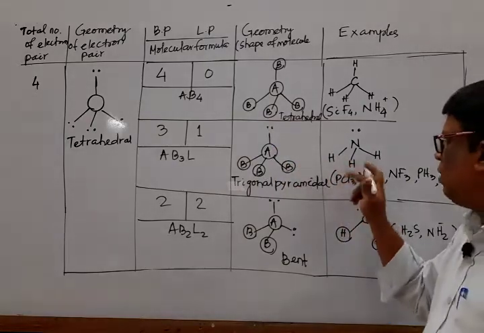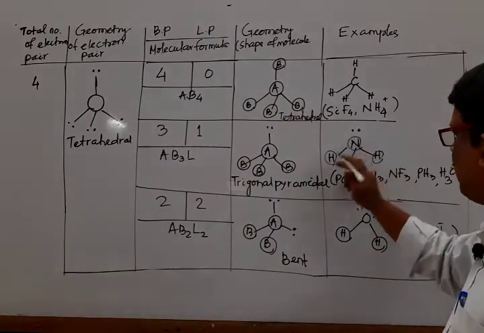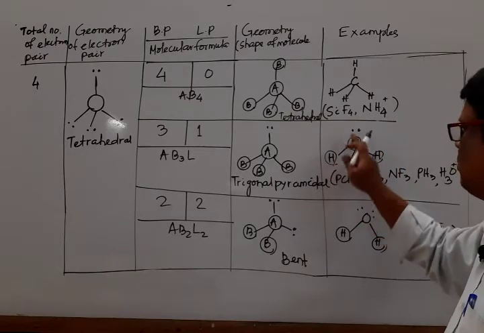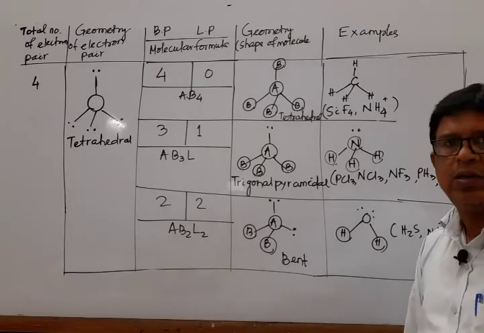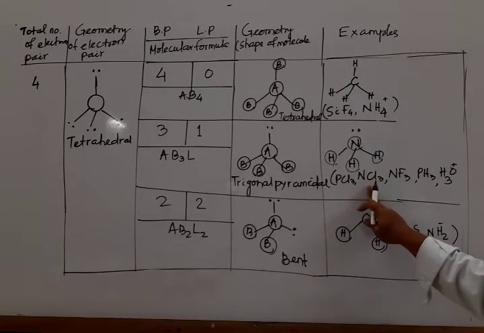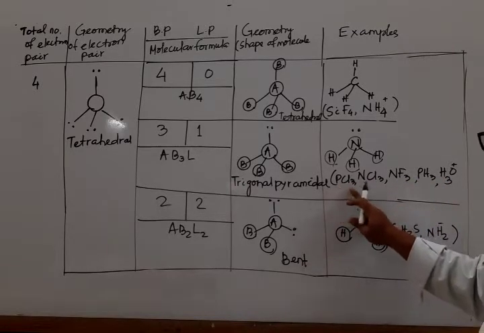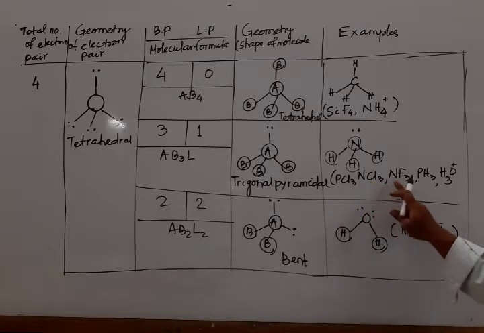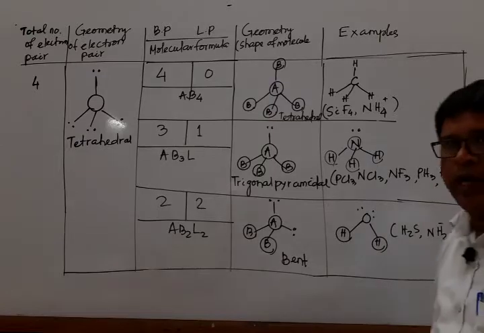Suitable example, ammonia. Mark that. Here nitrogen is the central atom, 3 similar hydrogen atoms, one lone pair is there. That is ammonia. Besides this, other examples are PCl3, NCl3, NF3, PH3 and H3O+. Phosphorus trichloride, nitrogen trichloride, nitrogen trifluoride, phosphine and hydronium ion.